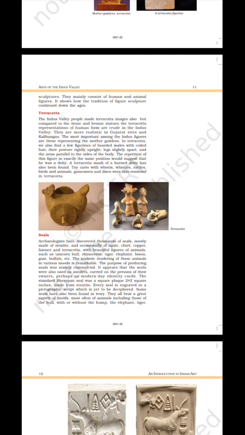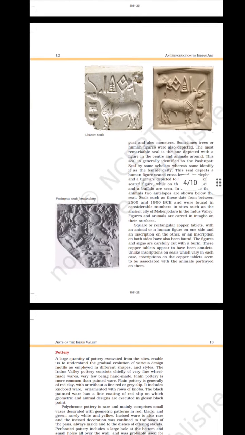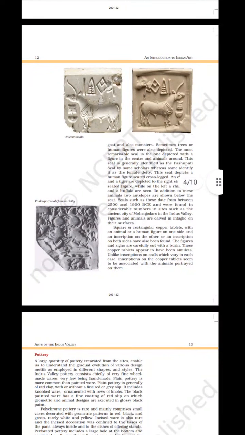They all bear a great variety of motifs, most often of animals, including those of the bull, with or without the hump, the elephant, tiger, goat, and also monsters. Sometimes trees or human figures were also depicted. The most remarkable seal is the one depicted with a figure in the center and animals around. The seal is generally identified as the Pashupati seal by some scholars, whereas some identify it as the female deity.